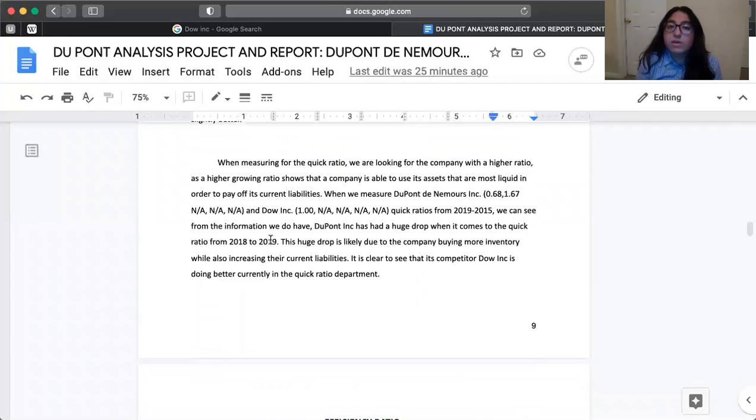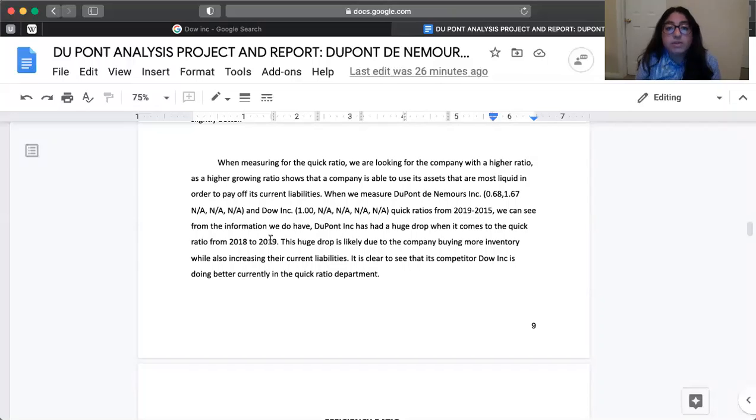When measuring for the quick ratio, we are looking for the company with a higher ratio, as a higher ratio shows that a company is able to use its most liquid assets in order to pay off its current liabilities.